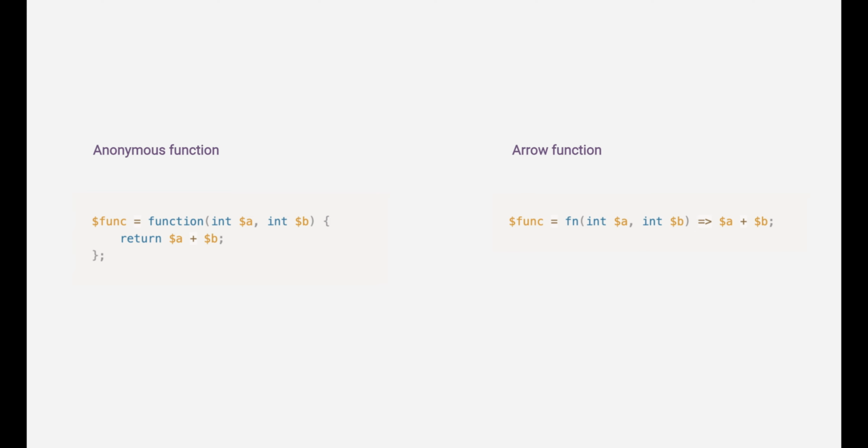Let's start. Arrow functions, also known as short closures, were introduced in PHP 7.4 as a more concise way to define anonymous functions. They are particularly useful for small, simple functions.